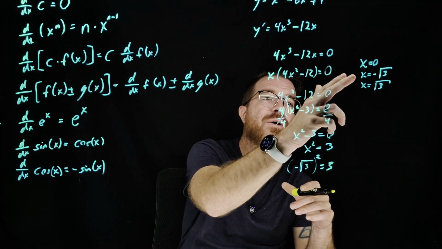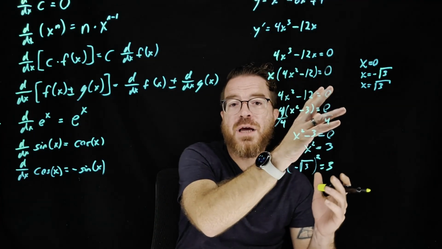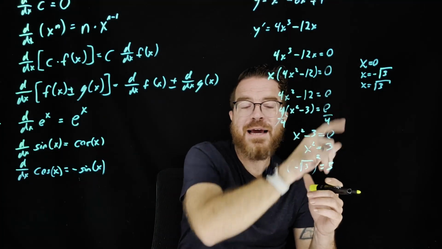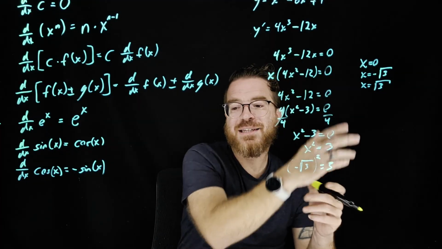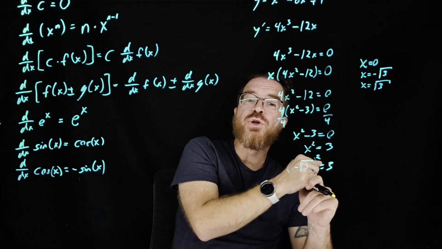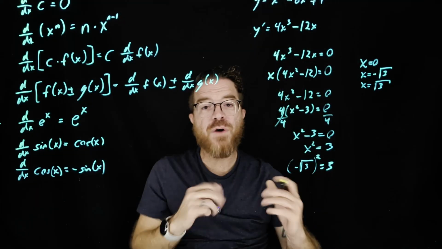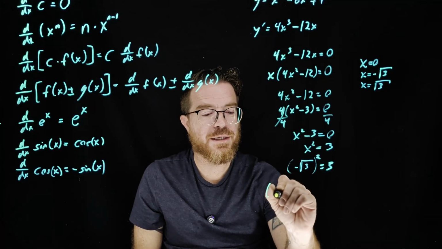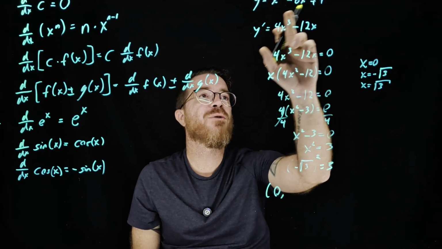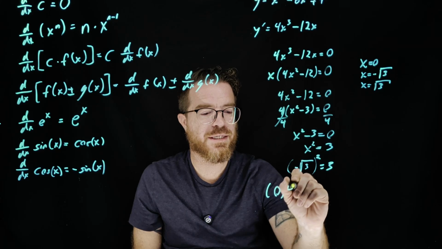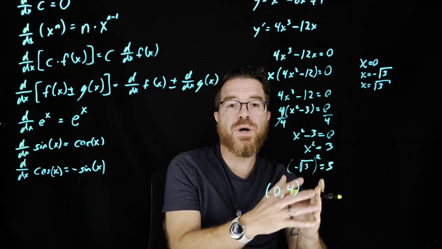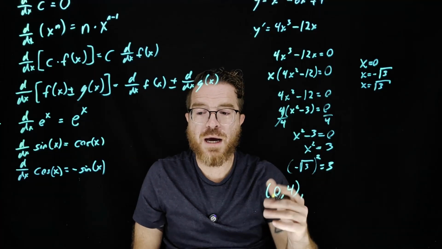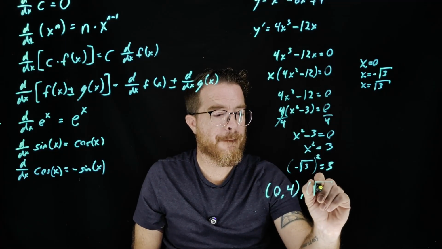So this means that this function would have a tangent line that is equal to 0 at x equals 0, x equals negative square root of 3, and x equals square root of 3. If we were to plug these back into the original function, we could actually find out those points. So if I were to plug in x equals 0, I would get 0 minus 0 plus 4. So I would get 0, 4 for the first point where I have a tangent that is equal to 0. For the second one, I'm going to plug in the square root of 3.